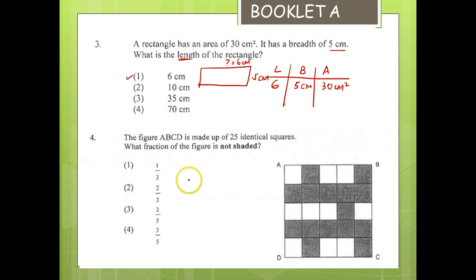Question 4. The figure ABCD is made of 25 identical squares. What fraction of the figure is not shaded? So there is 1, 2, 3, 4, 5, 6, 7, 8, 9, 10. 10 out of the 25 squares. So my answer would be 2/5 because I divide by 5. So answer is option number 3.